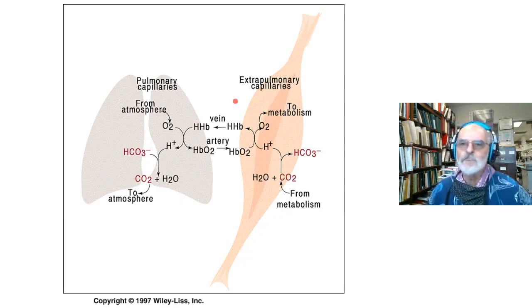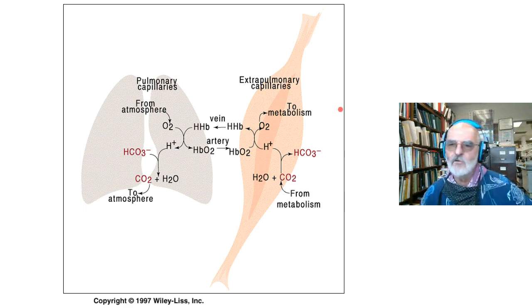Okay. Here's another rendition of this. Here are your lungs. Here are your tissues. And this is actually now from the point of view of the oxygen. So we breathe in oxygen. The oxygen binds to hemoglobin. Upon binding to hemoglobin, it causes a change in conformation of the hemoglobin that releases a proton. The proton reacts with bicarb, makes CO2 and water. The CO2 is exhaled.